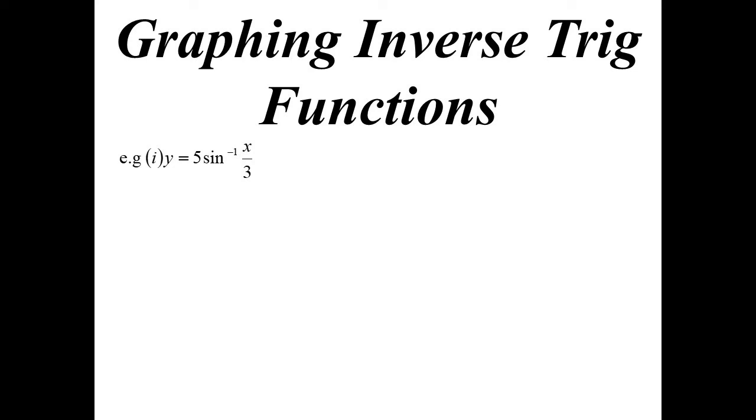The difference is, instead of inverse sine of x, we've got x on 3. So instead of x going in between minus 1 and 1, x on 3 will go in between minus 1 and 1. So we can easily work out the domain. It's going to be minus 3 to 3.